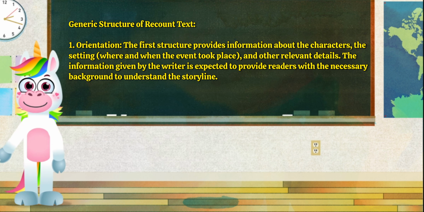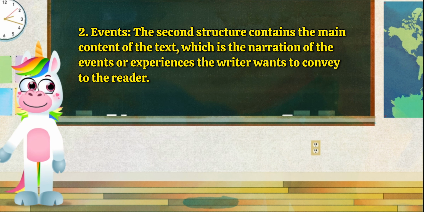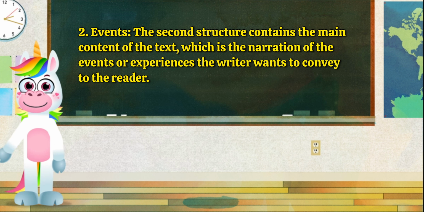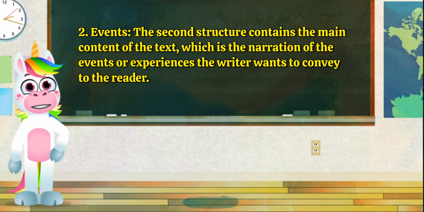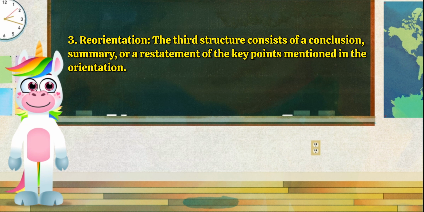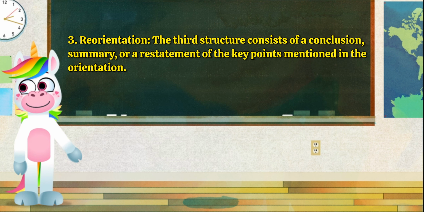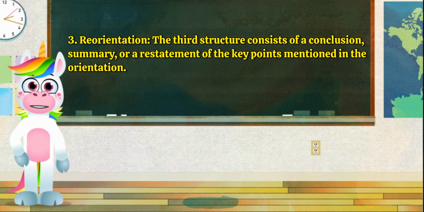the storyline. The next one is events. The second structure contains the main content of the text, which is the narration of the events or the experiences the writer wants to convey to the readers. The last one is reorientation. The third structure consists of a conclusion, summary, or a restatement of the key points mentioned in the orientation.